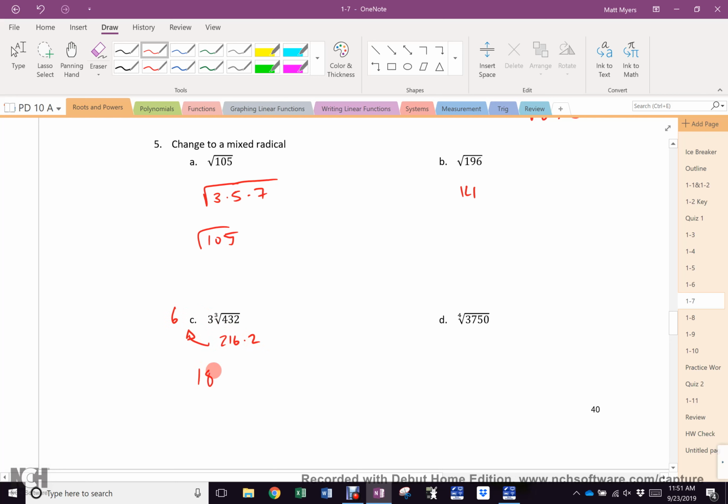We already had a 3. 18 cube root 2. 3750. Holy smokes, that's a big number. Mr. Myers didn't tell me to memorize my 4th roots, but he did tell me how to do this. I would, of course, use 375 times 10. And then, of course, I would use 5 times 75. And 10 is 2 times 5. And then, of course, 75, I would do 25 times 3, and then I could stop. Why?